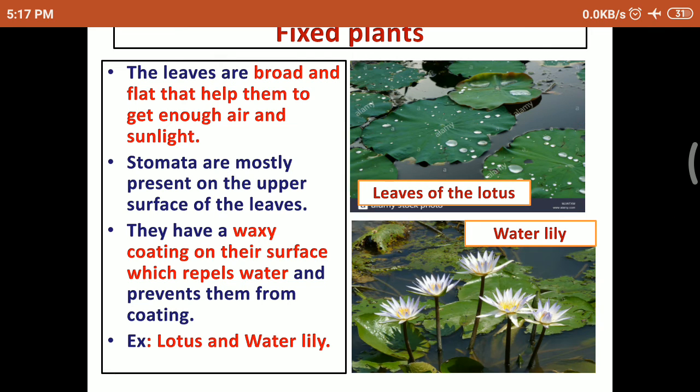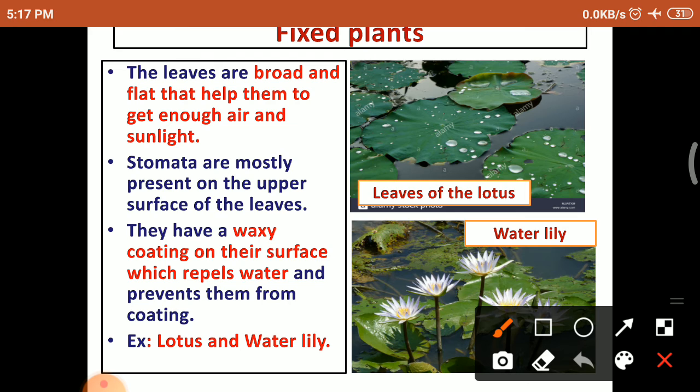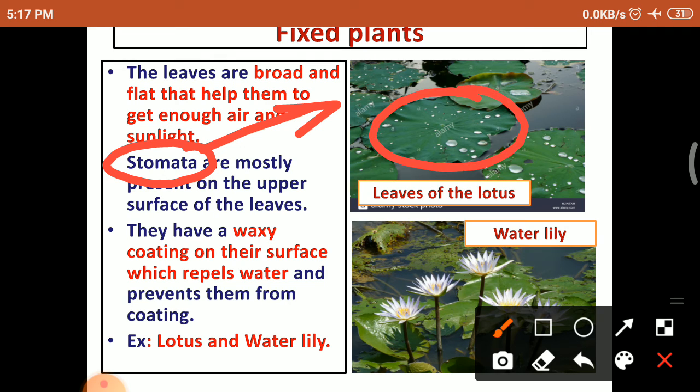And stomata are mostly present on the upper surface of the leaf. Later in the next unit, we will see what is meant by stomata. If you take this fixed plant leaf, the stomata are present on the upper surface of the leaf. Normally, the stomata are always placed on the under surface of the leaf, but in a fixed plant, the stomata are present on the upper surface of the leaf.